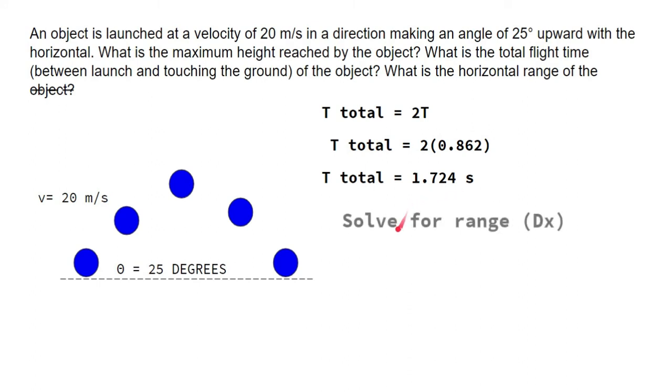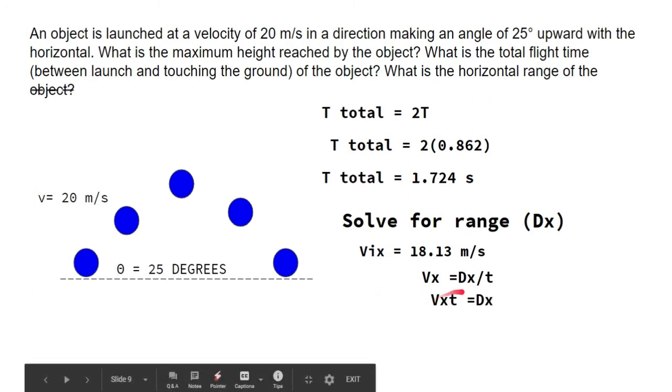Now let us solve for the range. Now we have the given of 18.13 meter per second. Let's go back to the basic formula in finding the velocity. Recall that velocity is equal to distance over time. Now deriving the equation, we cross multiply. So we will have Vx multiplied by t equals dx, which is the range. Now simply substitute the value, which is 18.13, and then your computed total time.